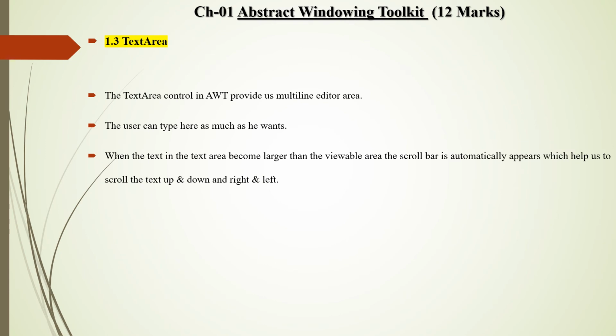When the text in the text area becomes larger than the visible area, the scroll bar automatically appears, which helps us to scroll the text up and down and right and left. So automatically a scroll bar is added. Scroll bar is another AWT component that we will see in the next few slides. TextArea class is a subclass of TextComponent class.